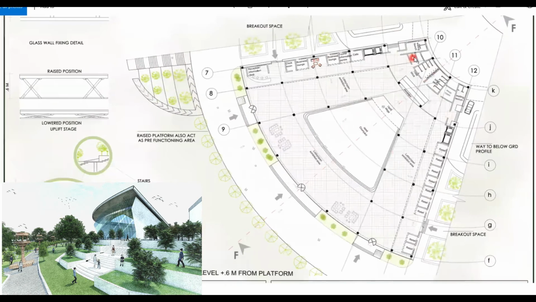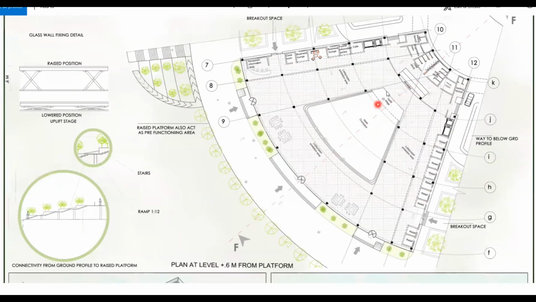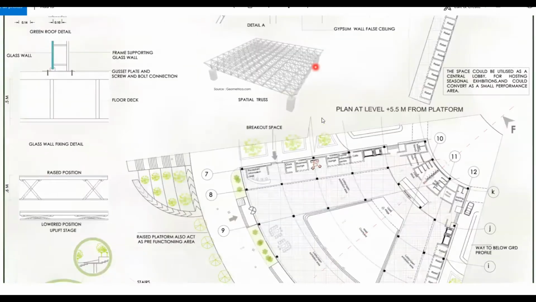And this is the central triple height spaces, and to the either ends there is provided retail shops and the tourist information center, the business lounge, and the reception area. And this is the central courtyard area, above which is a skylight.